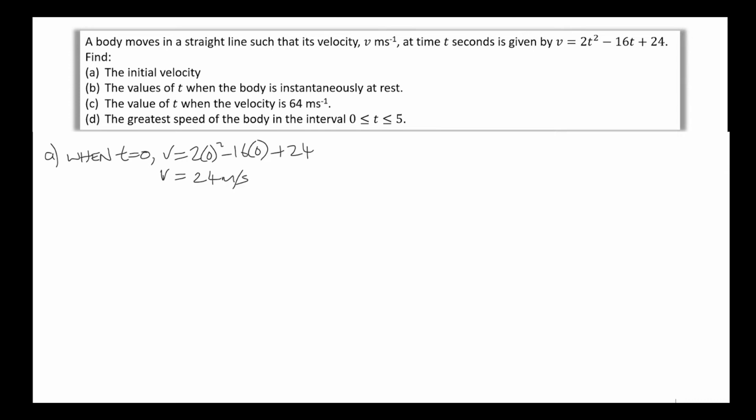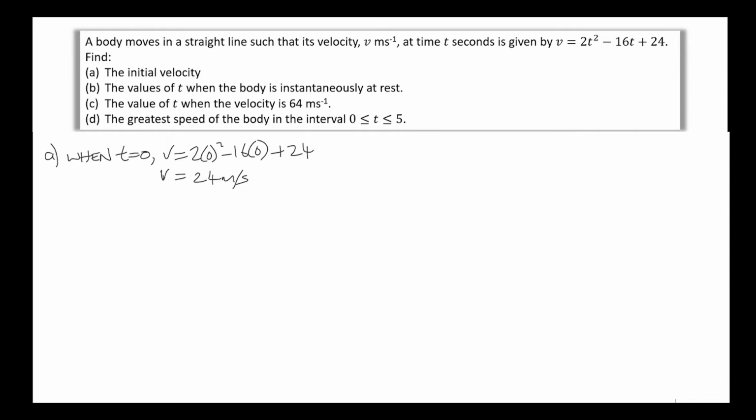Part b, the value of t when the body is instantaneously at rest. So when the body is at rest for just an instant, for a split second, it's at rest. This is a situation that we've come across before, but maybe you haven't heard this phrase linked to the situation. When we throw a ball into the air, it has positive velocity while it's moving up. It gets to a point, the highest point of its flight path, where it has a 0 velocity, and then it starts to have a negative velocity as it comes back towards the ground.